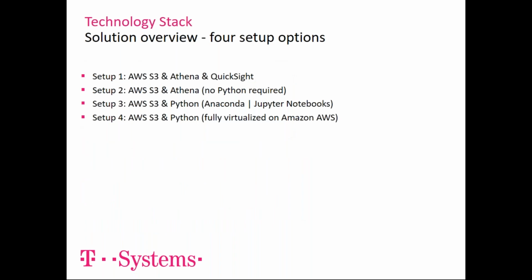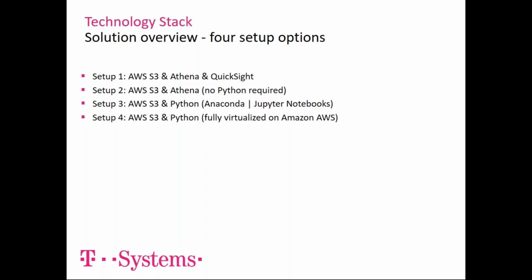So what options do we have at hand in order to perform geospatial analysis? We figured out there's a total of 4 different setups given the technology stack that we just presented. The first setup is you use AWS S3 in conjunction with Athena being the querying service and QuickSight as the BI interface. The second setup is AWS S3 in conjunction with Athena.